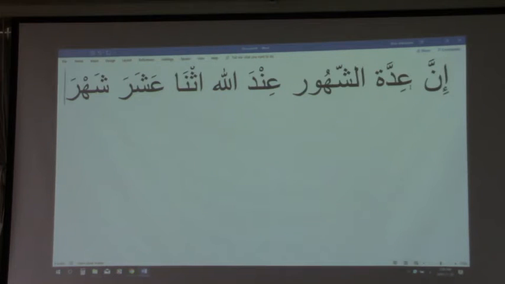إن عدة الشهور عند الله 12 شهرا يوم خلق السماوات والأرض. There's a second portion of the verse. Let's focus on this verse. الآية إن عدة الشهور عند الله 12 شهرا.